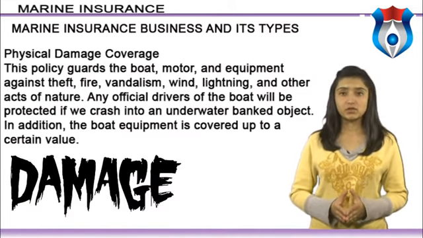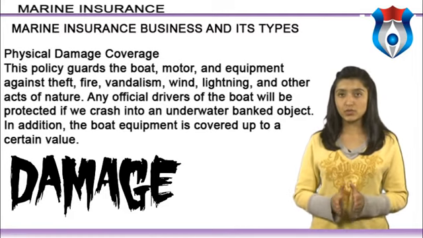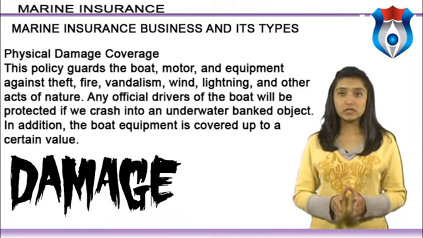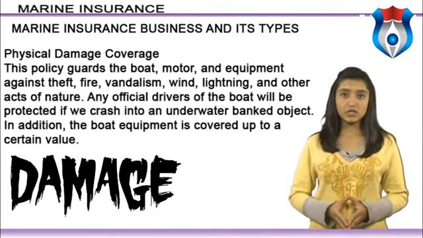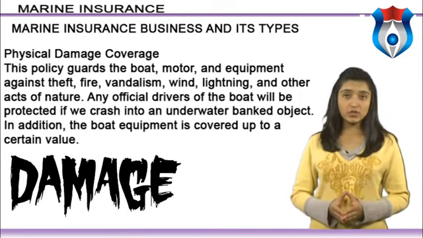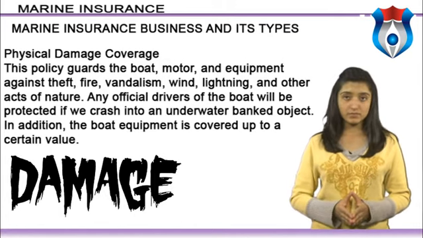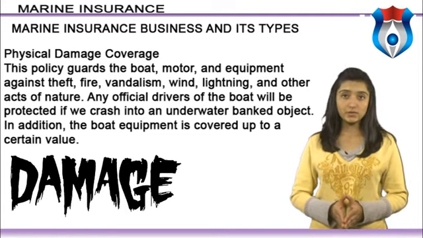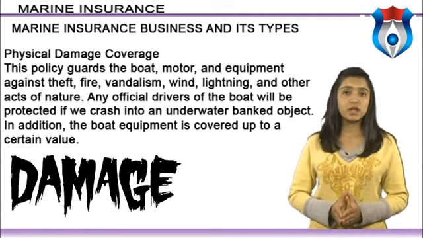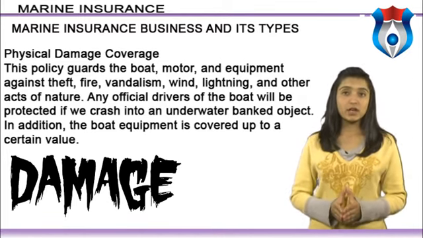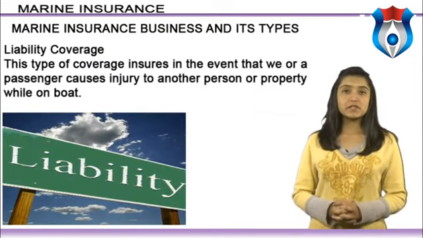Physical damage coverage. This policy guards the boat, motor, and equipment against theft, fire, vandalism, wind, lightning, and other acts of nature. Any official drivers of the boat will be protected if we crash into an underwater object. In addition, the boat equipment is covered up to a certain value. We must select between an actual value and agreed value policy to determine exactly how much we will be covered if the boat should ever sustain damage. Liability coverage.